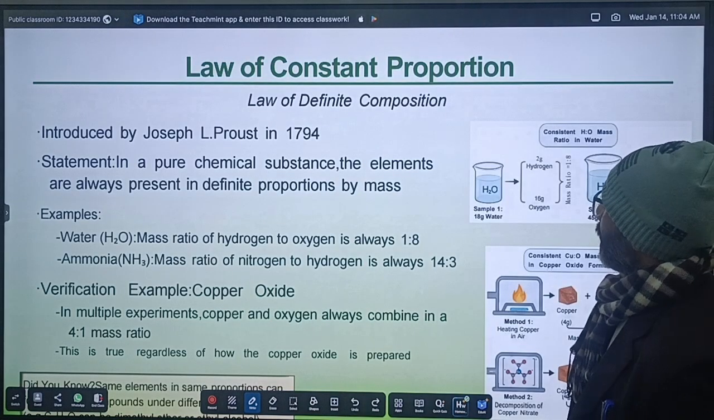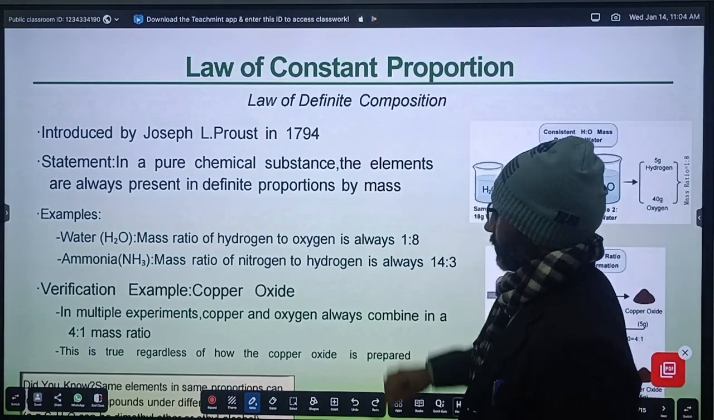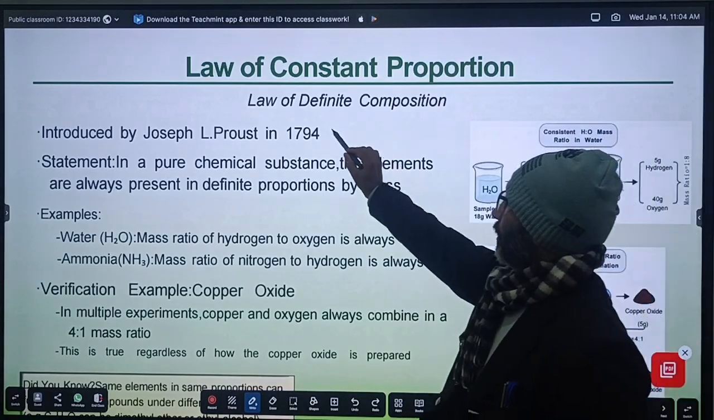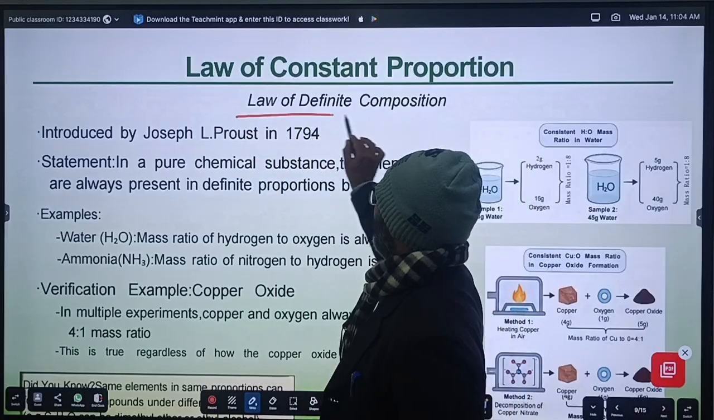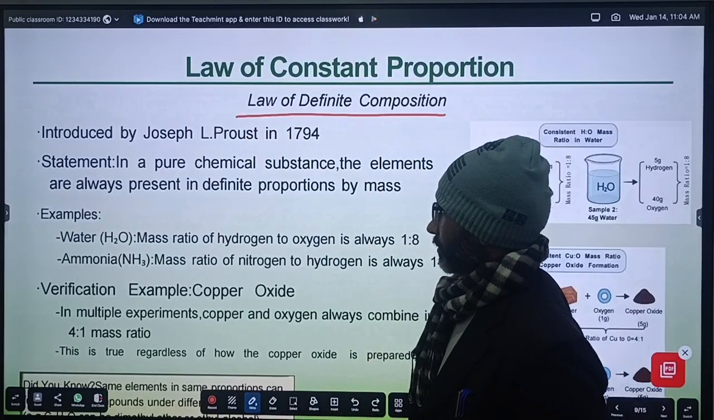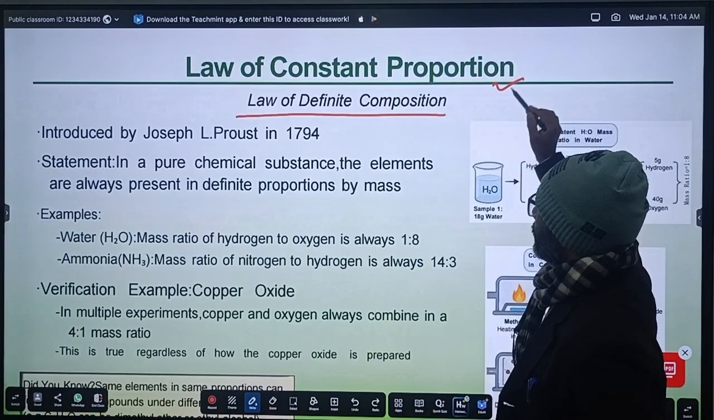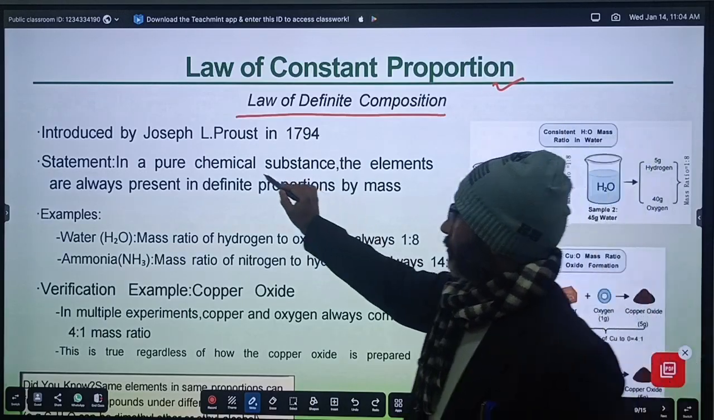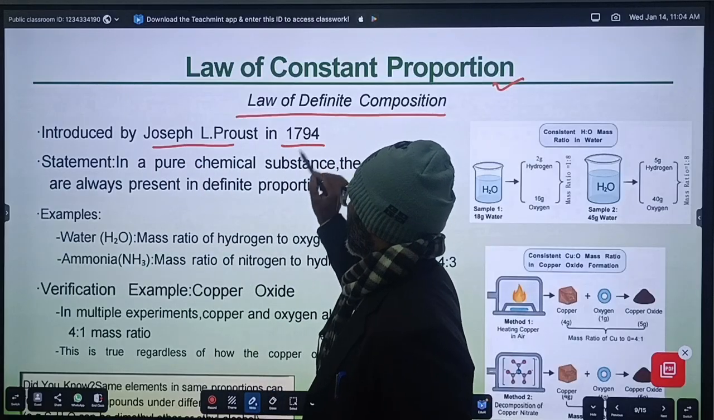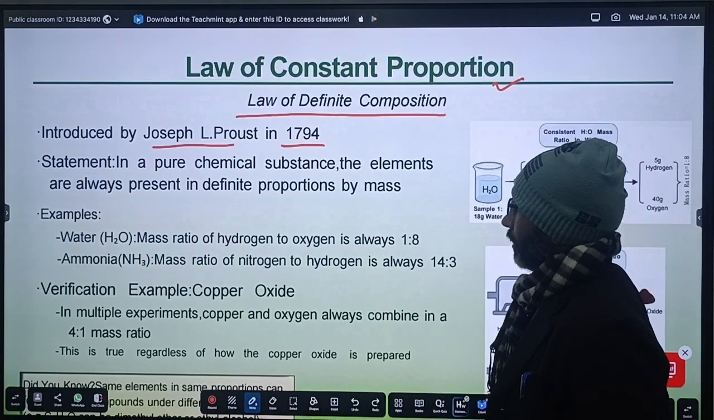Next, the law of constant proportion. The law of constant proportion is also known as the law of definite proportion. Definite means fixed. Proportion means ratio, a fixed ratio. This law was given by Joseph Proust in 1794.